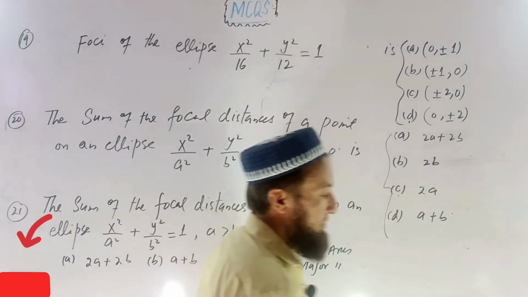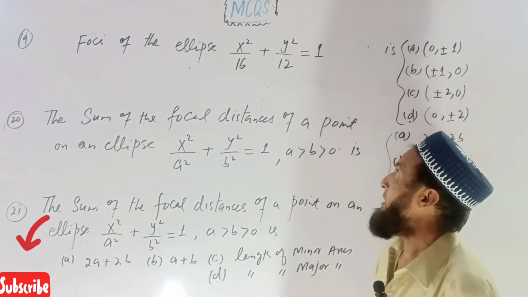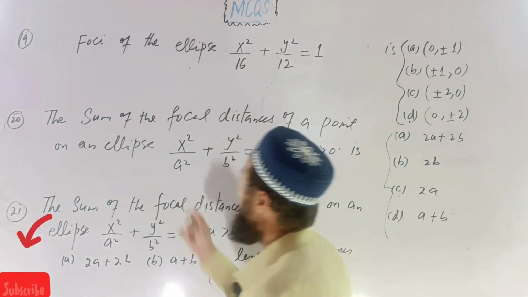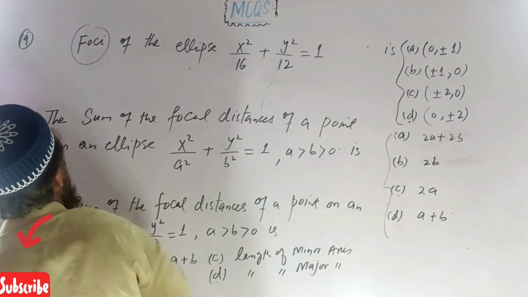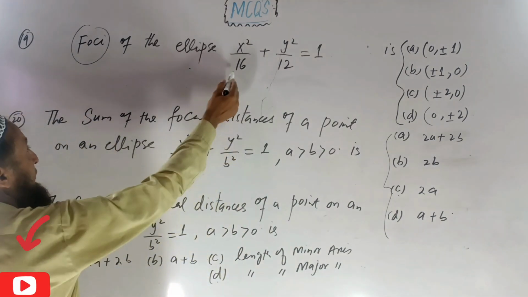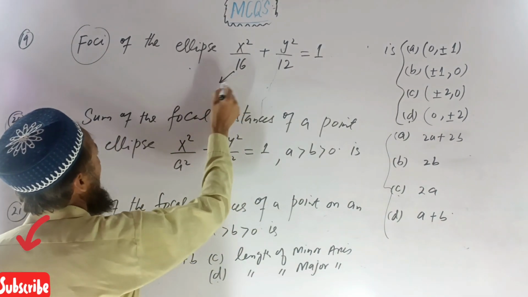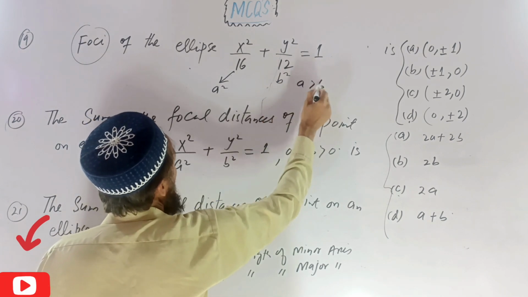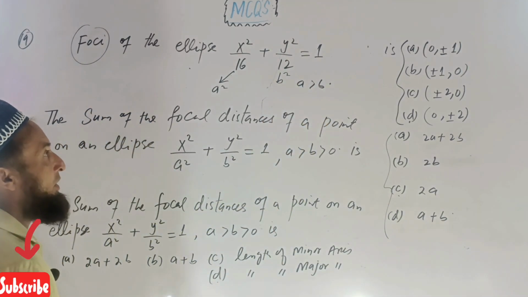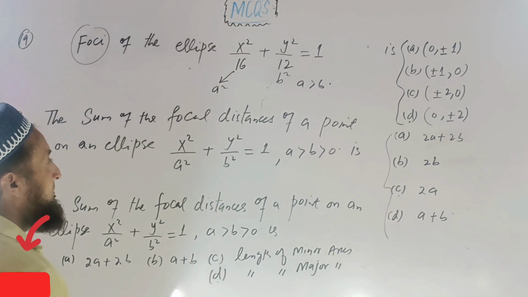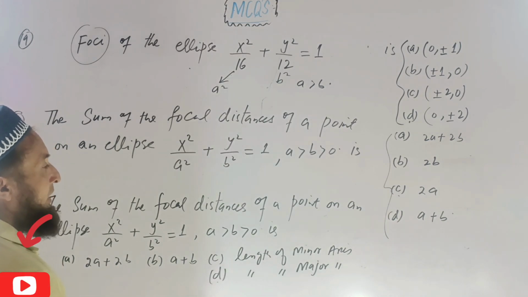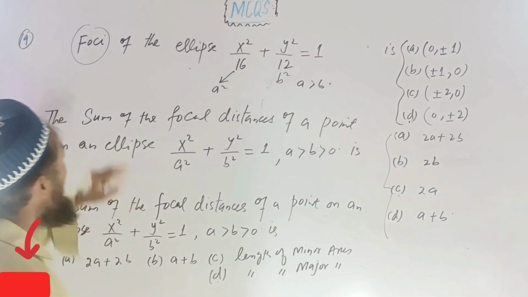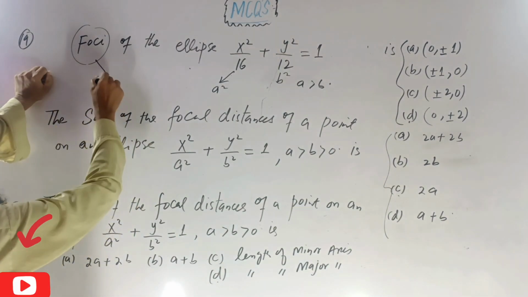Find the foci of the ellipse x square by 16 plus y square by 12 is equal to 1. Foci are required. Here the foci of the ellipse lie along the x-axis, since 16 is greater than 12. That is the value of a square and that is the value of b square. Here a is greater than b. So the foci are along the x-axis.